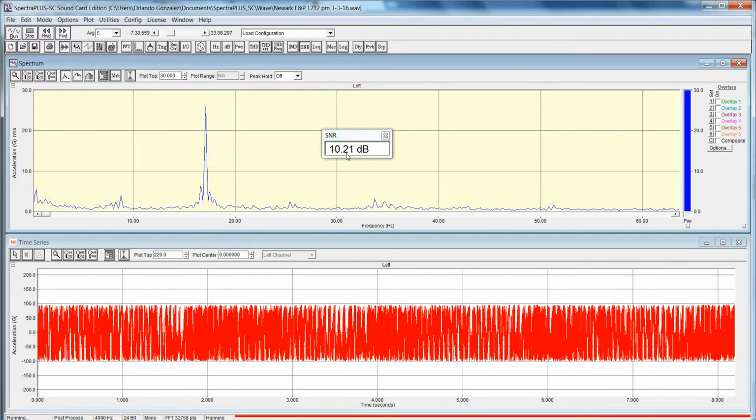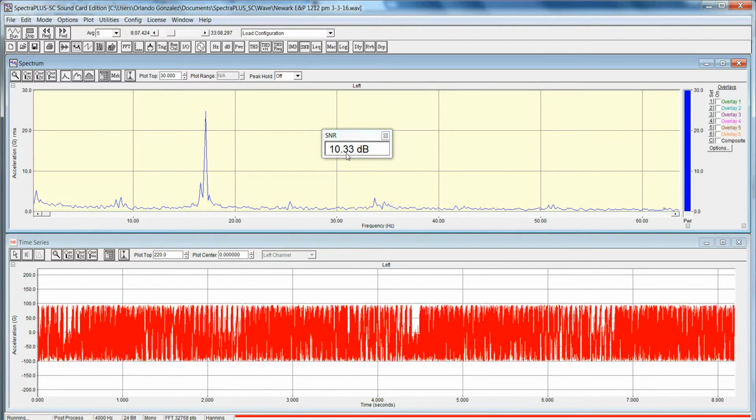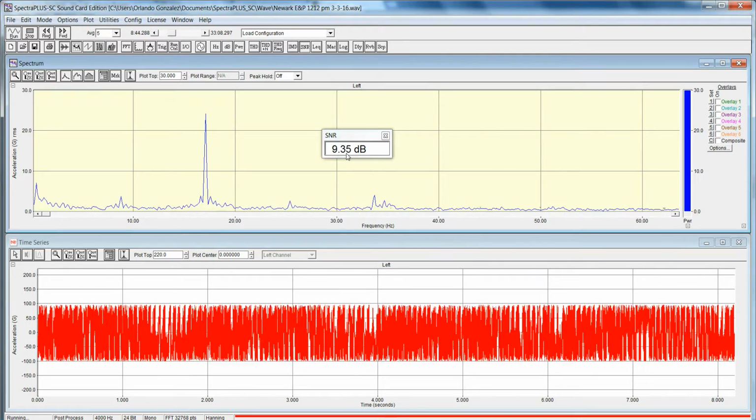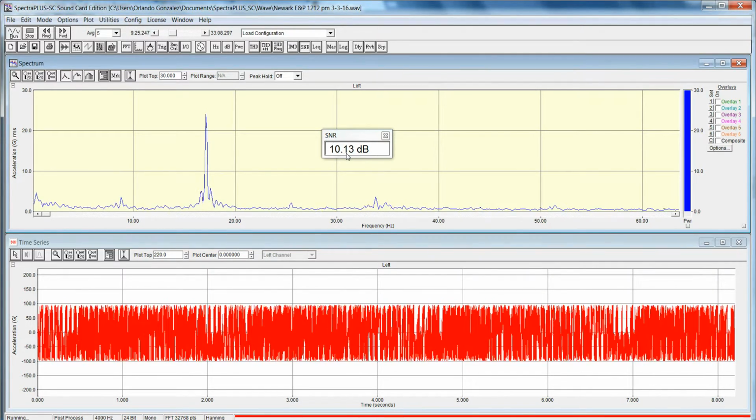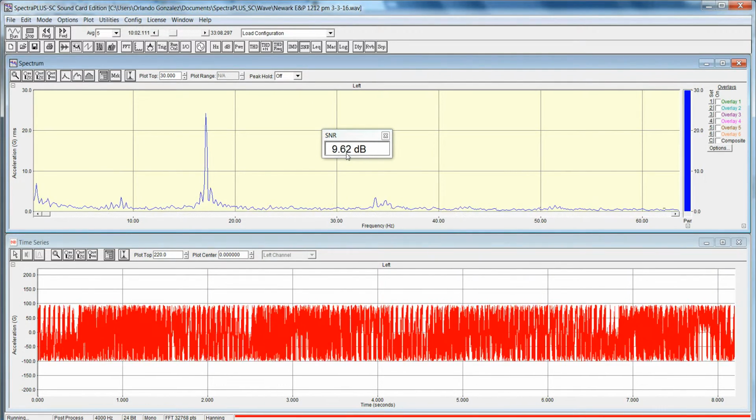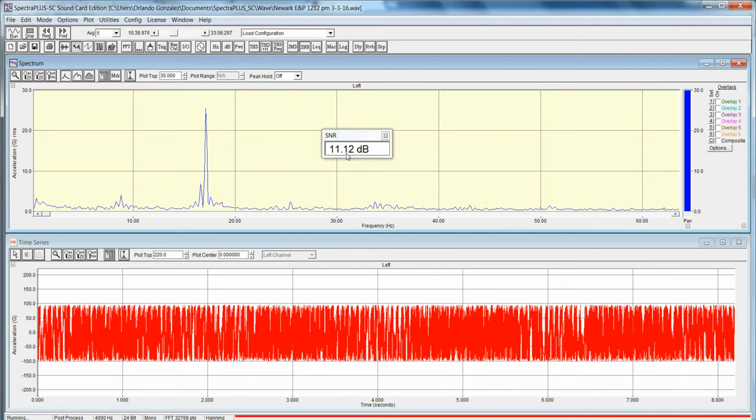You can see that the dB is pretty good right now. We've got very high signal to noise ratios, which indicates to us that a lot of the energy is going downhole to the stuck point.